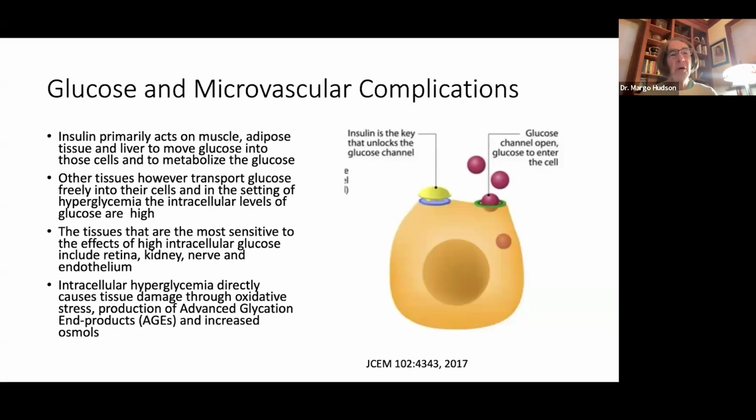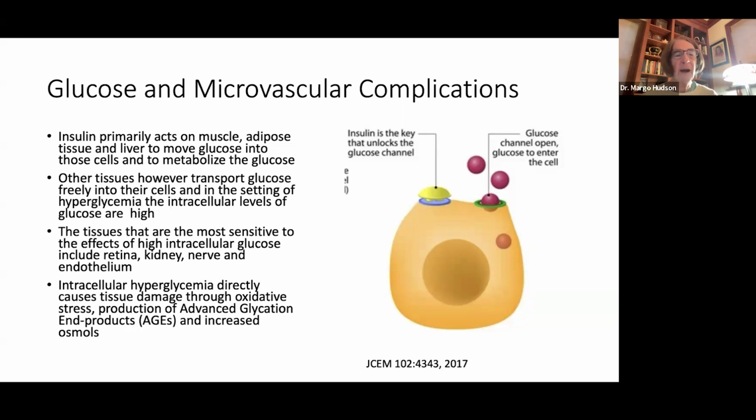So this is to just go over a little bit about how glucose causes microvascular complications. If you look at this little cartoon here, just to remind you that insulin binds to its receptor, and it's like a lock and key, and it opens up a channel that allows glucose to come into the cell. Now, this primarily works in muscle, adipose tissue, and the liver to move the glucose into the cell and to activate metabolism of glucose. But other tissues have non-insulin dependent glucose transport.